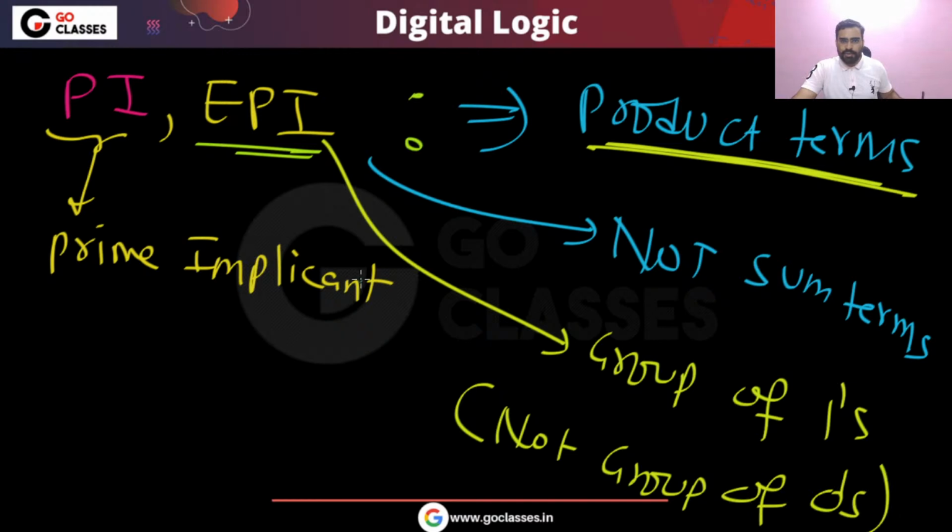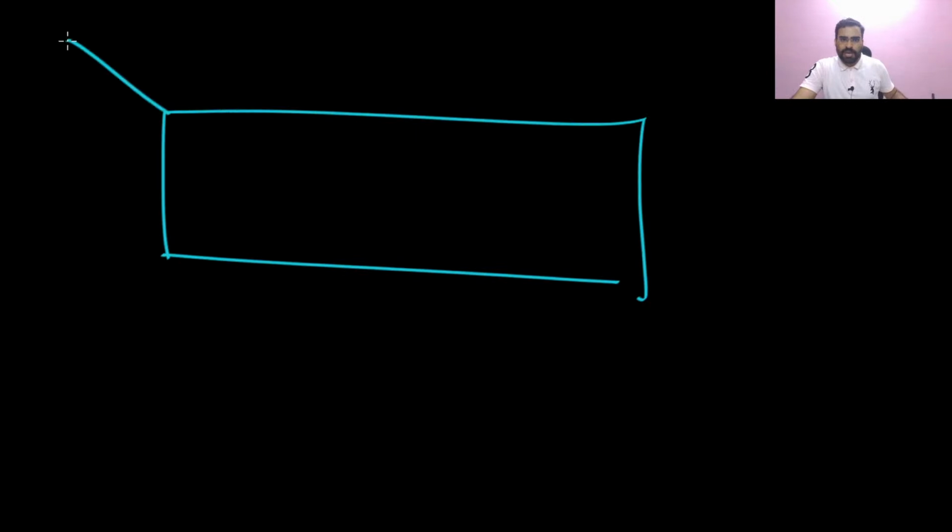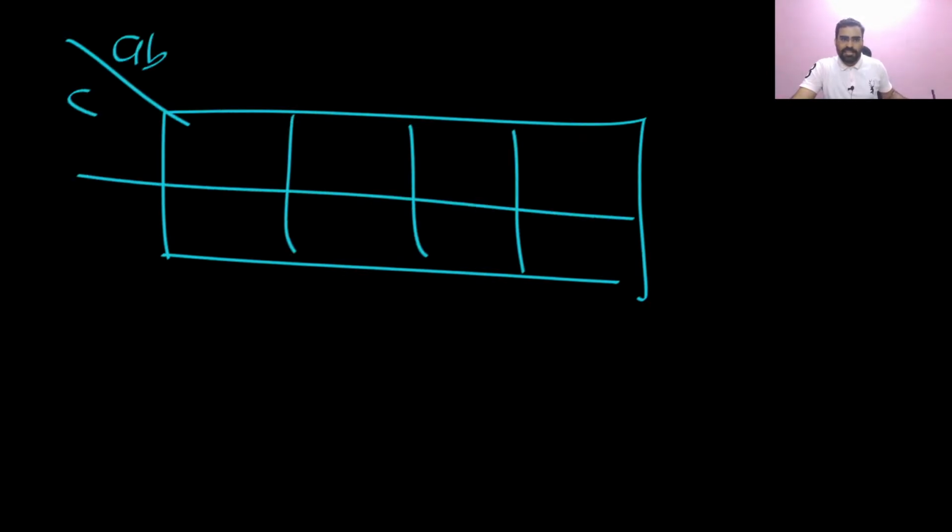This we have already seen. I told you this is a trick question. Is this clear? In the GATE exam, they will give you this type of K-map. In the GATE exam, they will give you this K-map, and they will ask, what will they ask?